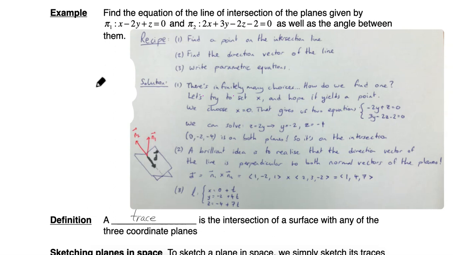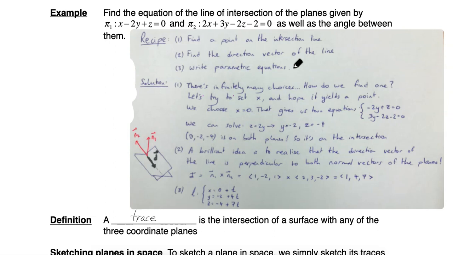To find the equation of the line of intersection, what's interesting is we're going to have to figure out how to find a point, and then we're going to have to find a direction vector. So the recipe is given here: find a point on the intersecting line, and then find a direction vector of the line. And once we have that, number 3 is easy. What's not easy is to figure out how to find a point on this intersection line. How do we do that? There are so many options, and it's not quite clear how we're going to go about doing that.